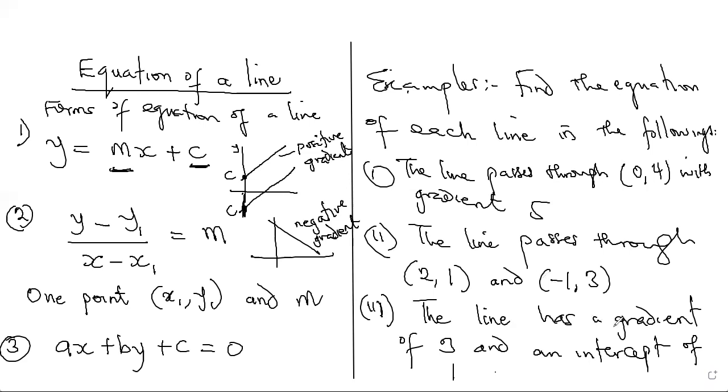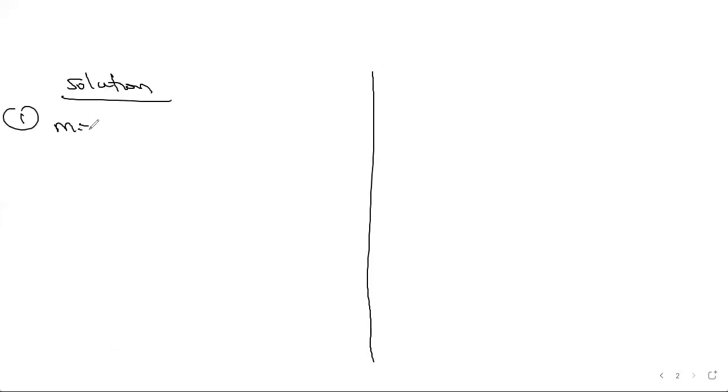Let's look at the example. The first one is that you have a line that passes through 0, 4 with gradient 5. Solution: you have gradient 5 and you have a point 0, 4. Now, which equation are we going to use? It's up to you, but we can use equation 1 or equation 2, the first form or the second form. I will use the 2 and show you that we are going to get the same thing.